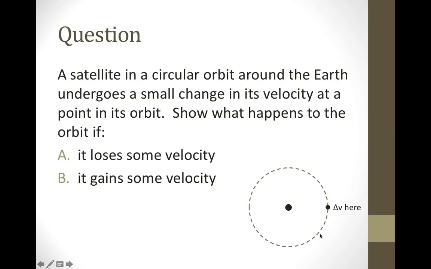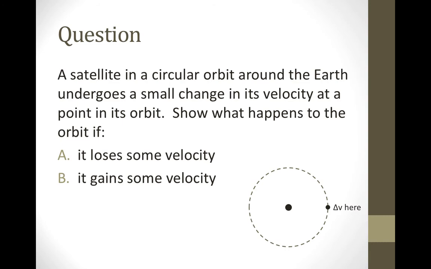Now, first I want to consider some qualitative questions. We'll take a satellite that is initially in a circular orbit around, let's say, the Earth. And at this point right here, we'll have that satellite undergo a small change in its velocity. We want to see what's going to happen to the orbit, first if it loses a little bit of velocity, and second, what happens if it gains a little bit of velocity. So you should take a moment, maybe you want to pause the video again, to see if you can figure out what would happen if it first gains and then loses a little bit of velocity.